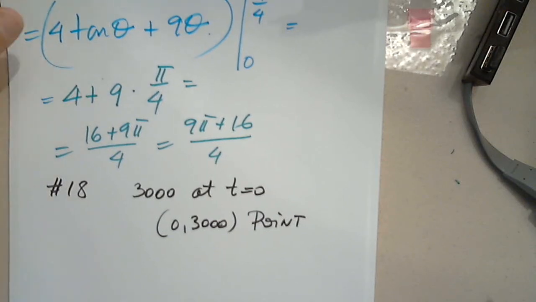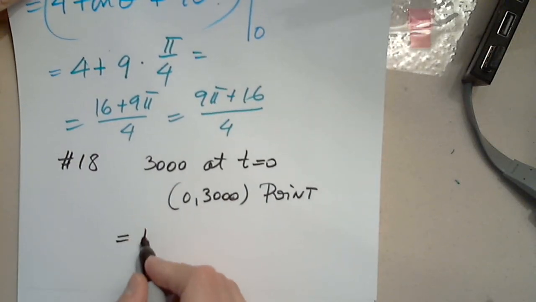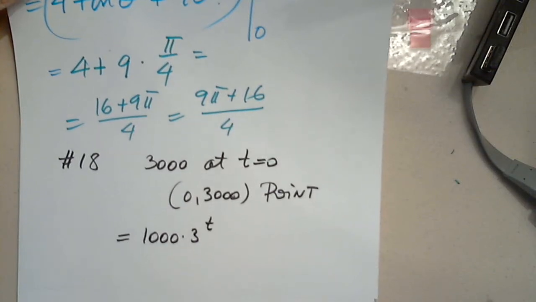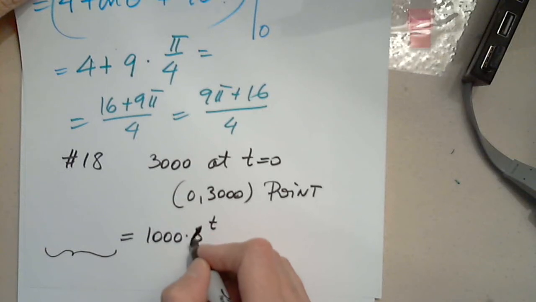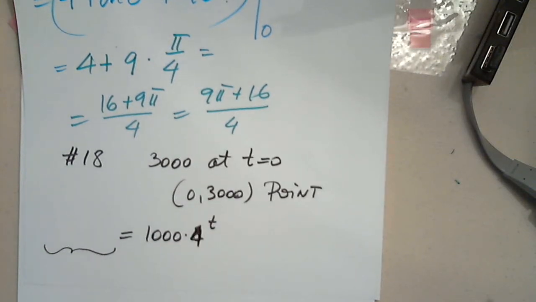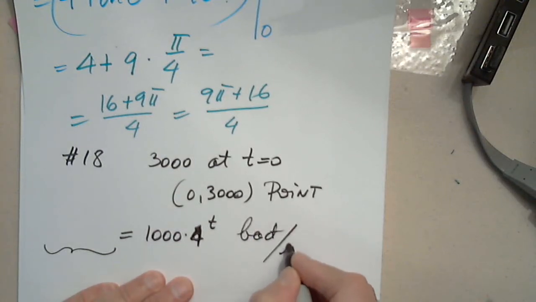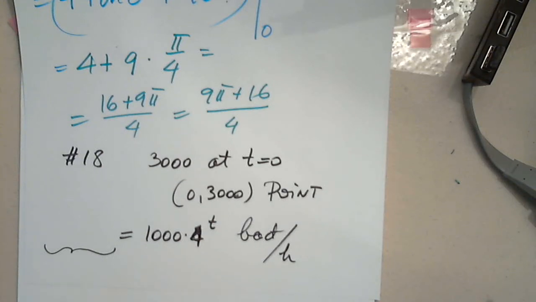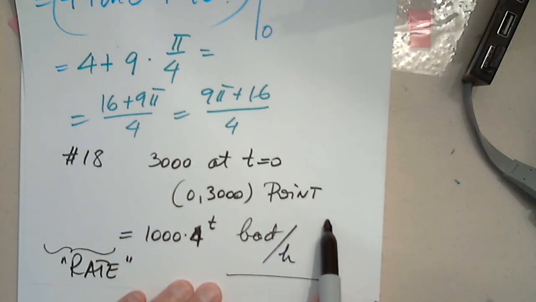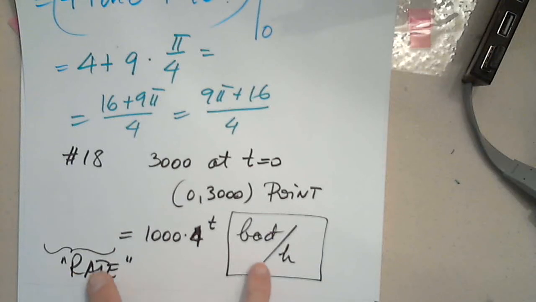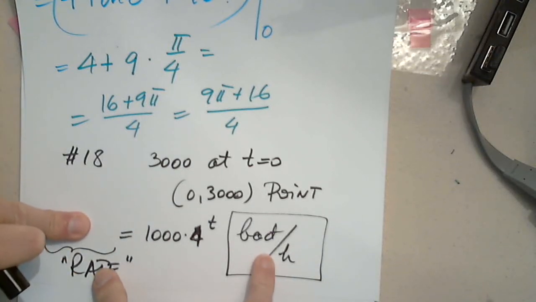And its rate of growth is 1,000 times 3 to t. Mine's 4. Oh, it's 4? Oh, sorry, 4 raised to t, bacteria per hour. What is this? So I have two pieces of information: one that says rate, and the other one that says bacteria per hour. These two should tell me exactly what this is.